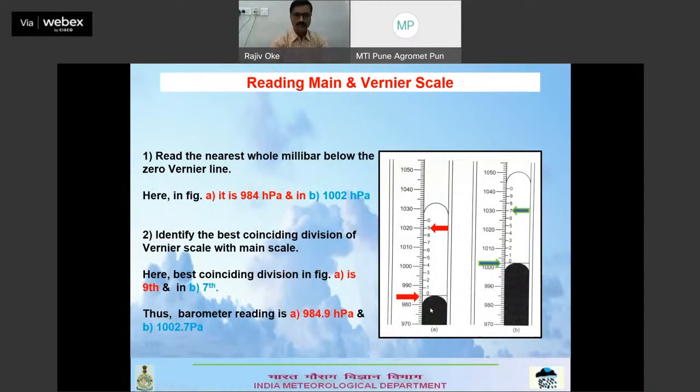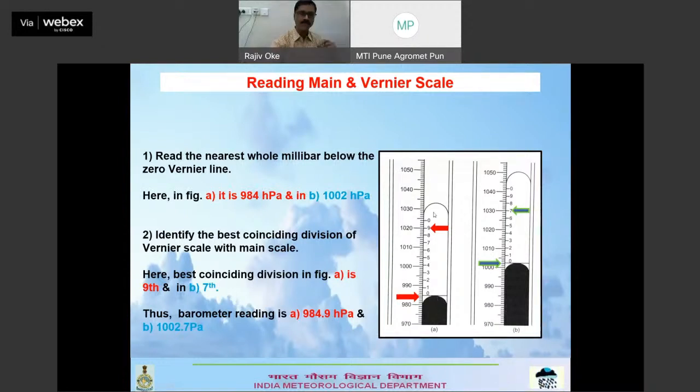Now here, as clearly mentioned, you can see the scale 980, 81, 82, 83, 84. 84 is the full one, so 984 hPa is the full one. In figure B, 1002 is the full one, 1001, 1002. Now, 984 is clearly seen, but the top surface may be in between 984 and 985. That is, the 10th part of it must be coinciding.